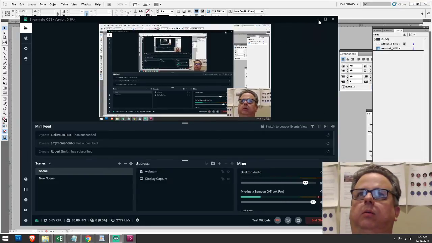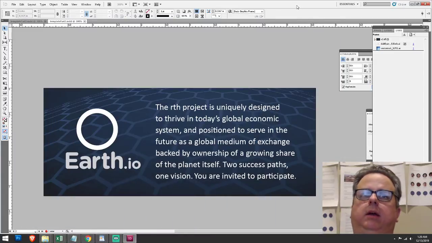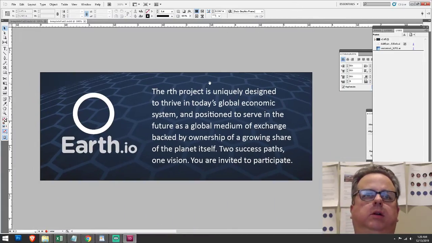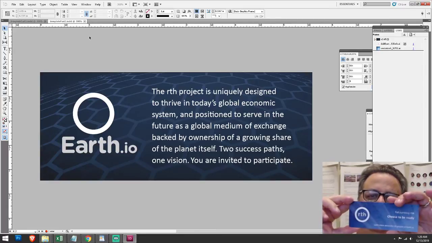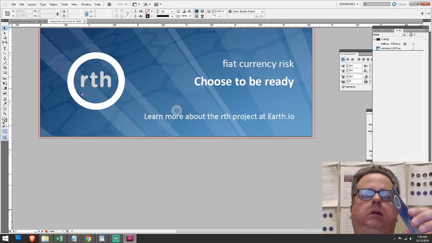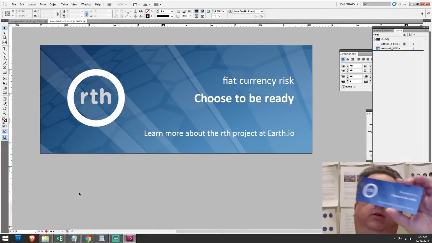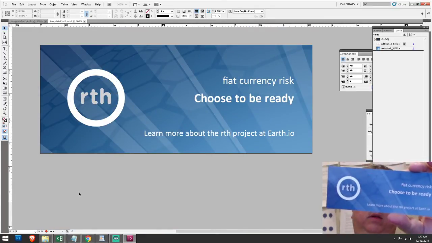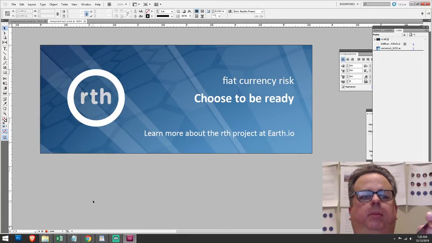And welcome back. I want to work today on the fiat cards. This is the version that we went to press with. I've got that right here. So the front, which is right here, and then the back.